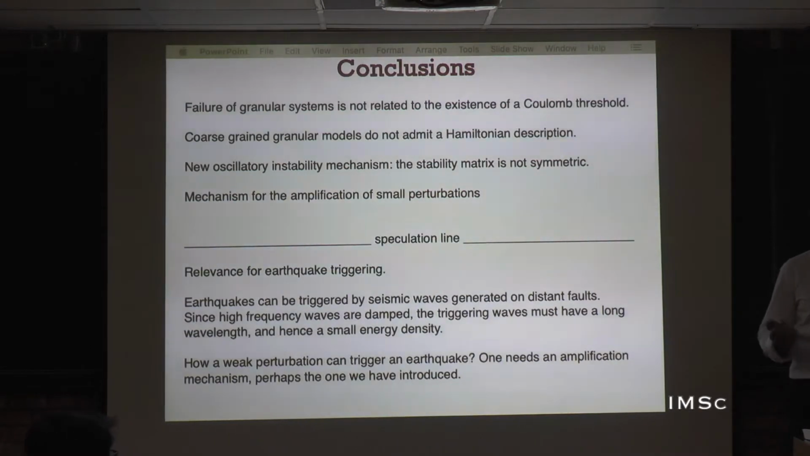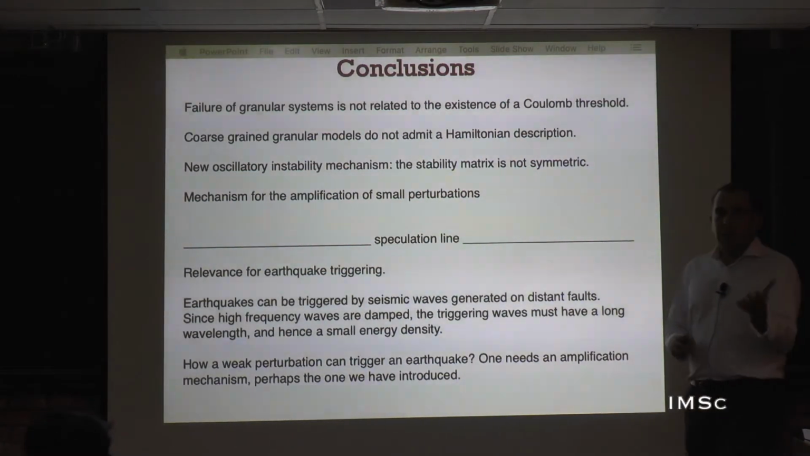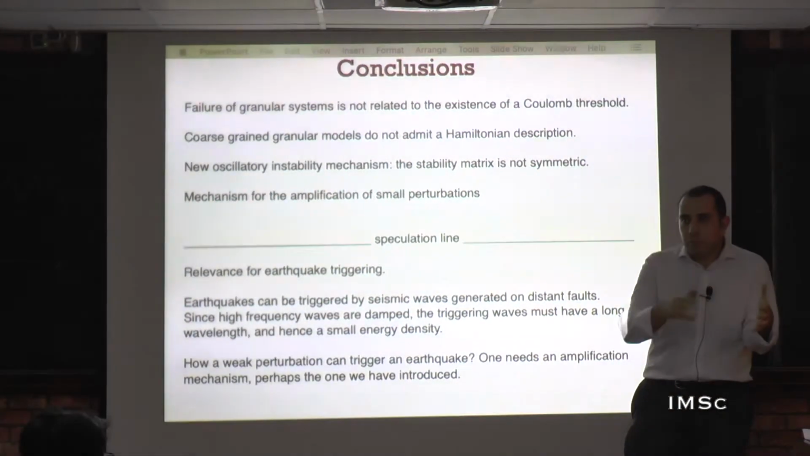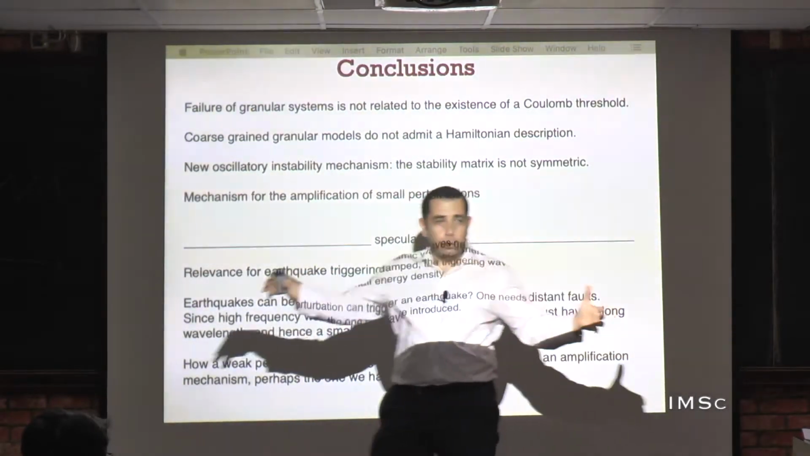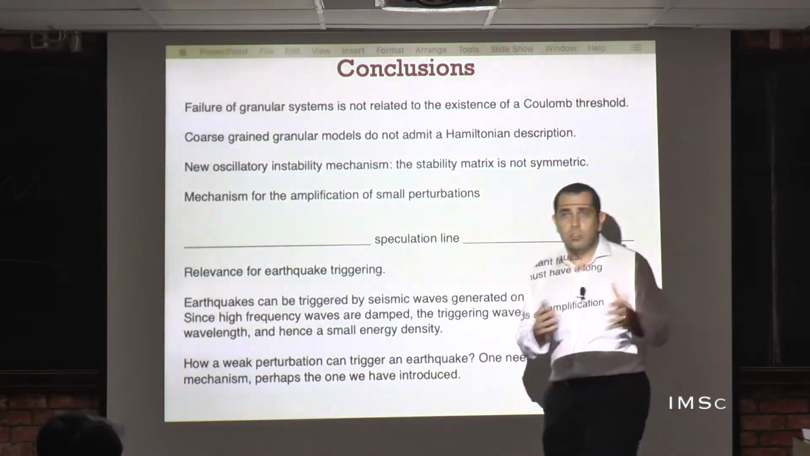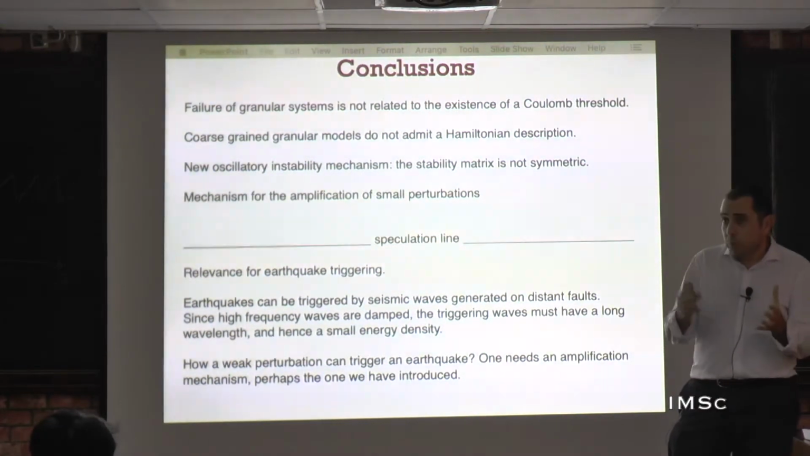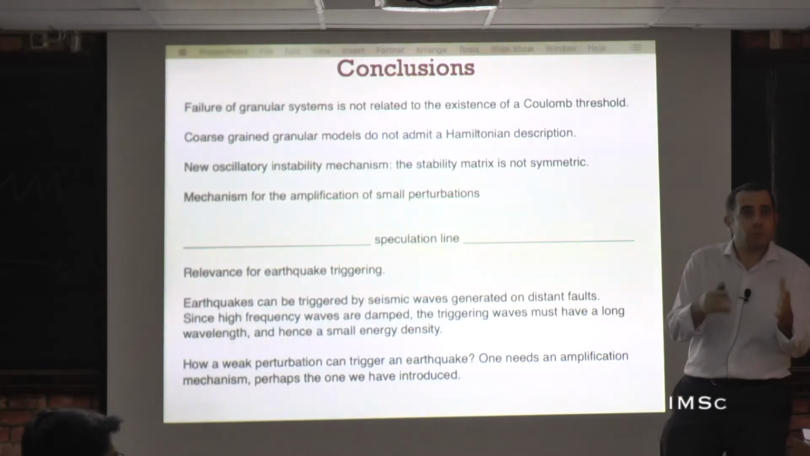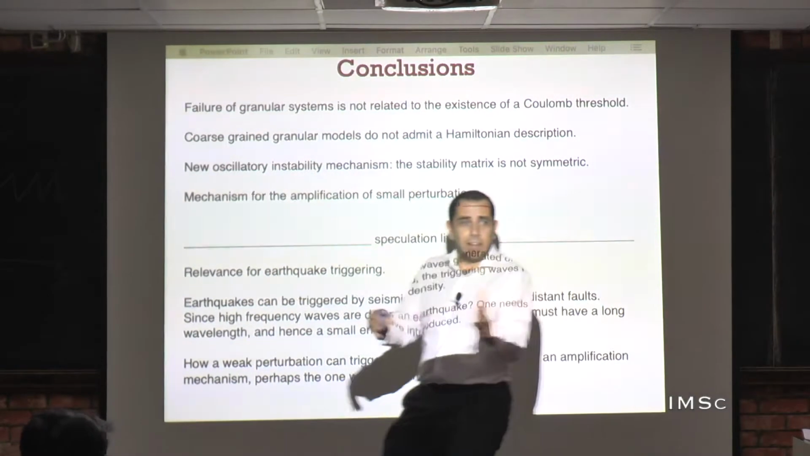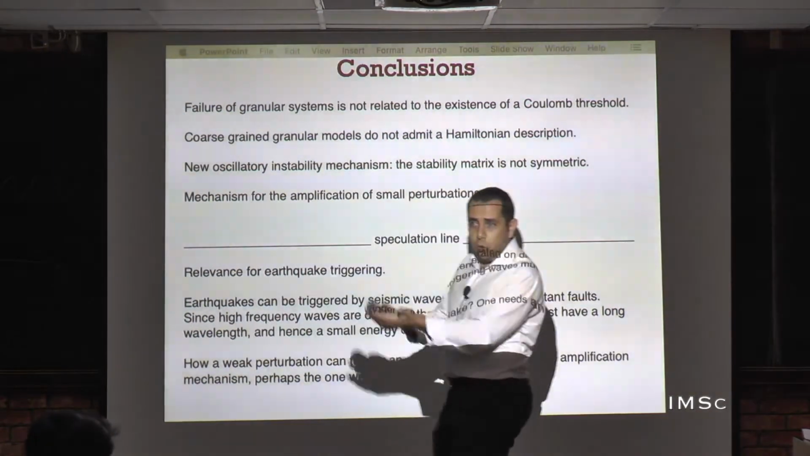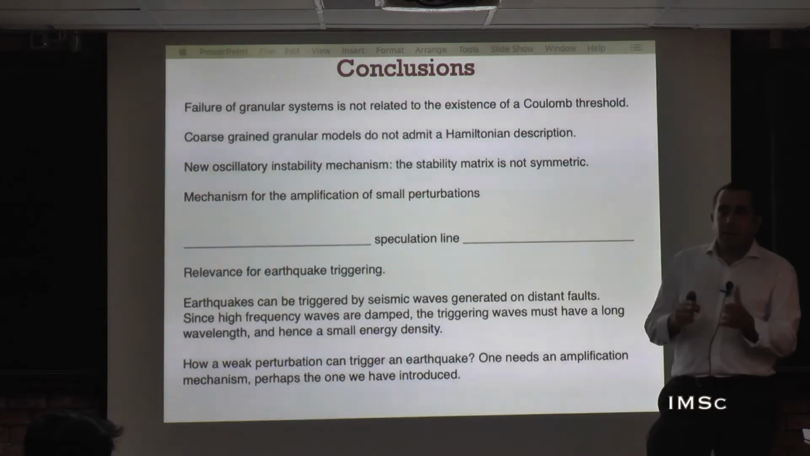The relevance that we're thinking of is for the remote triggering of earthquakes. What you know is that sometimes you have an earthquake on a fault, and after some time you have an earthquake on a distant fault. There is a correlation, so these two are communicating. How are they communicating? Of course, through seismic waves. The first event generates seismic waves that travel and hit the second fault, causing the instability. But then seismic waves, as they move, are damped.